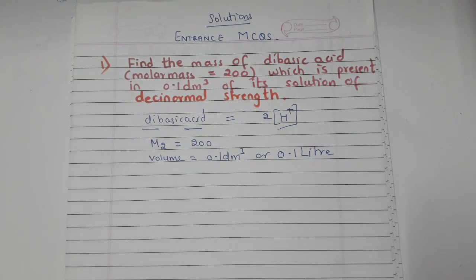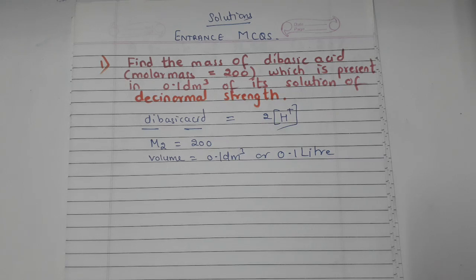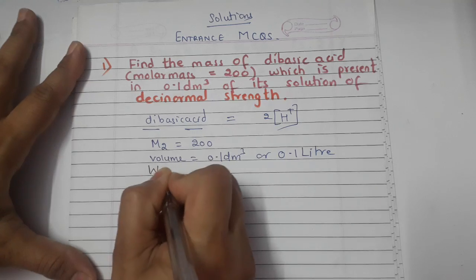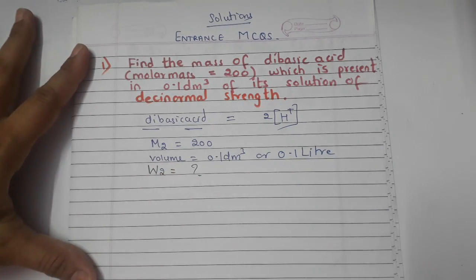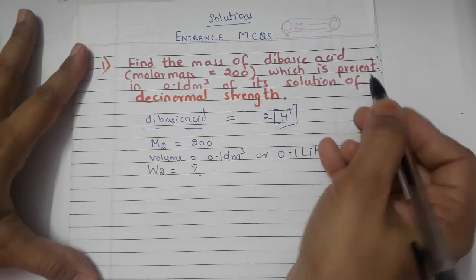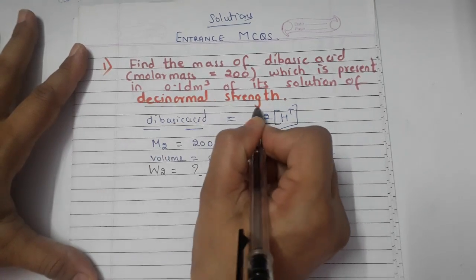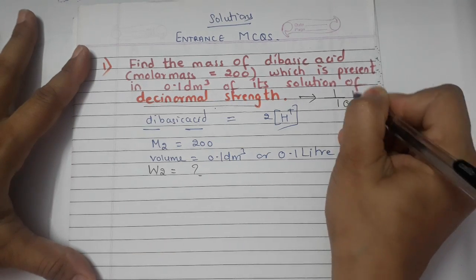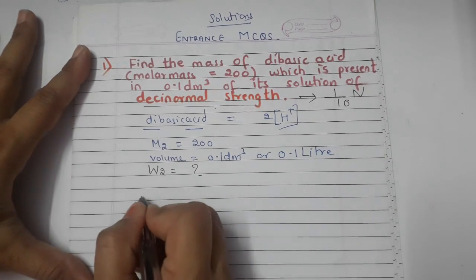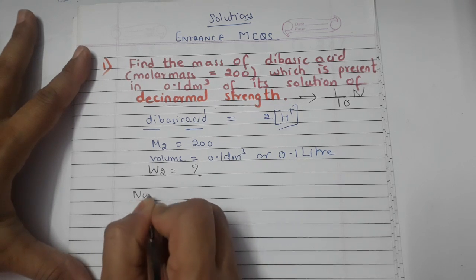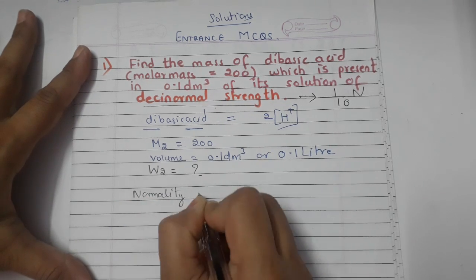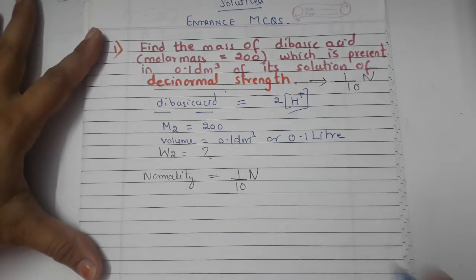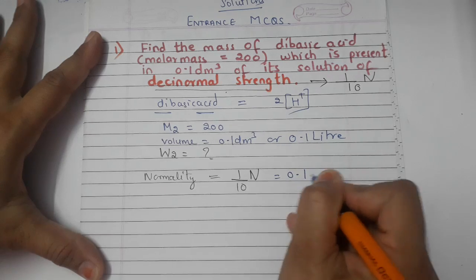Okay. Now, let us focus on the question. Find the mass of the dibasic acid, which means we have to find W2. Before we proceed, they have given one more piece of information, that is decinormal strength. Decinormal strength means 1 upon 10 normal. So the normality is given as 1 upon 10 N, so it is 0.1 normal.